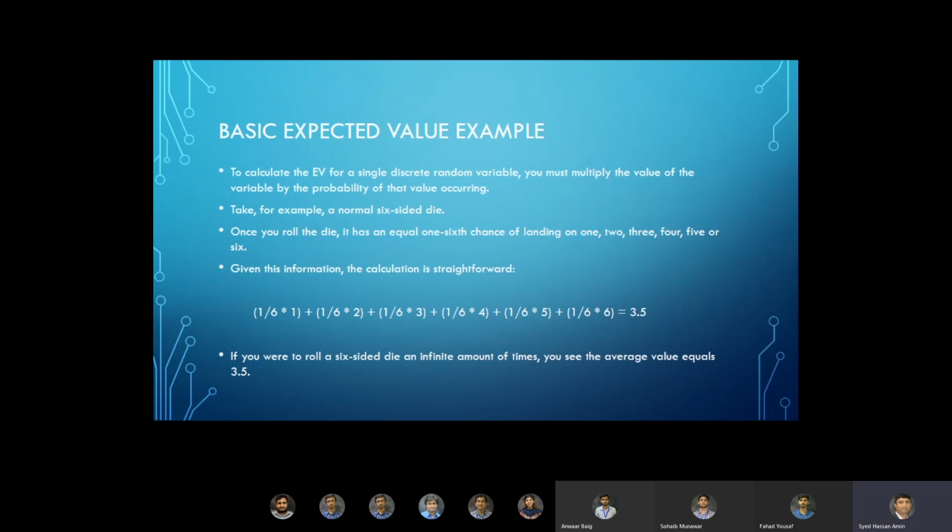That basically tells you, if you roll a die an infinite number of times and you take the average, the expected value is equal to 3.5.